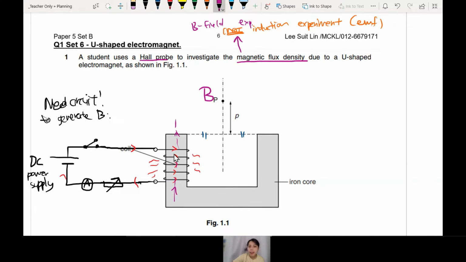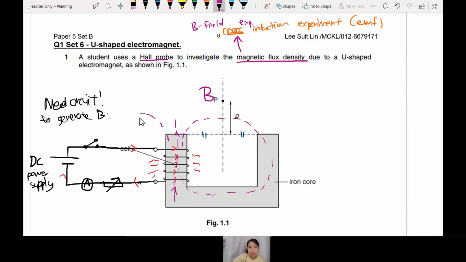But why got iron core? You see, without the iron core, it's just a coil. The field won't be as strong. But once you put the iron core, it will become part of the electromagnet, become magnetized, and make the field much stronger, many times stronger. But actually, this solenoid field looks like this one.